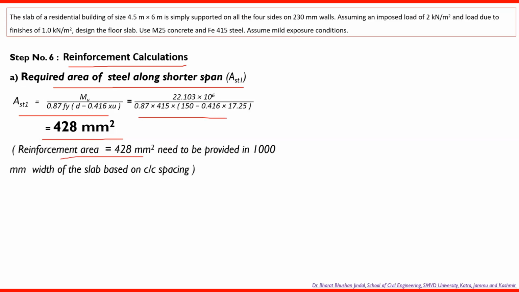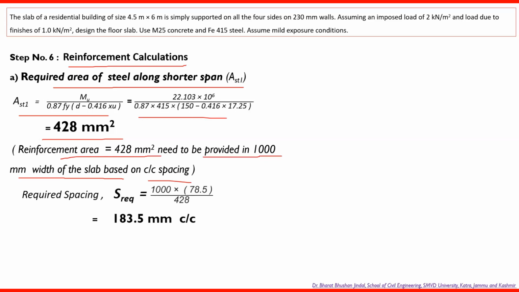Now that means the reinforcement required is 428, which we have to provide in 1 meter width of the slab based on the center to center spacing, as it is similar to the design problem which we have discussed in the case of a 1 meter slab also. So what is the spacing required so that we are able to provide 428 millimeter square of area of steel? By using this formula which we have discussed in detail in the previous lectures, the center to center spacing required between two bars comes out to be 183.5 millimeter.